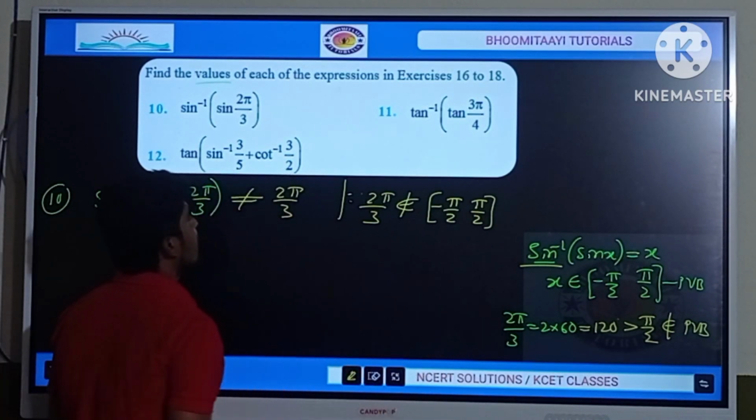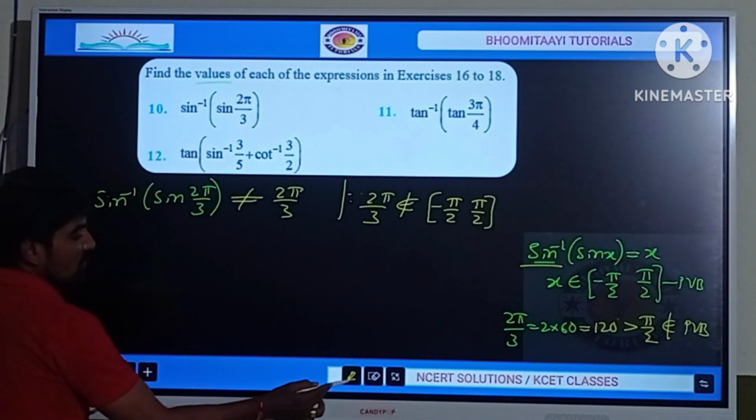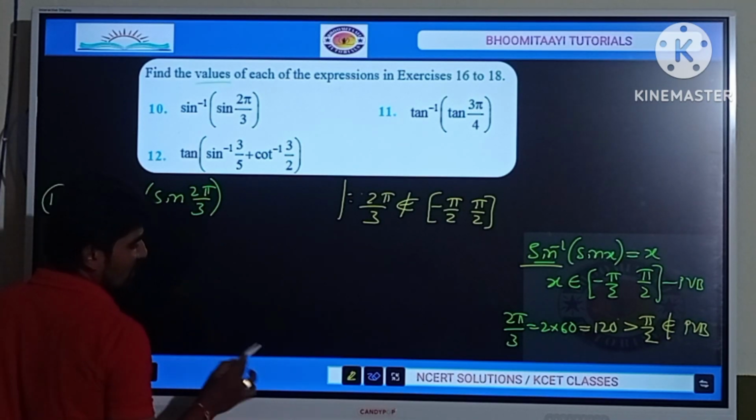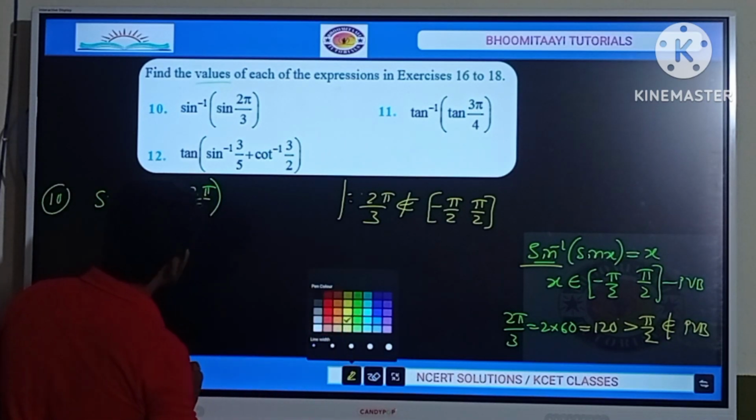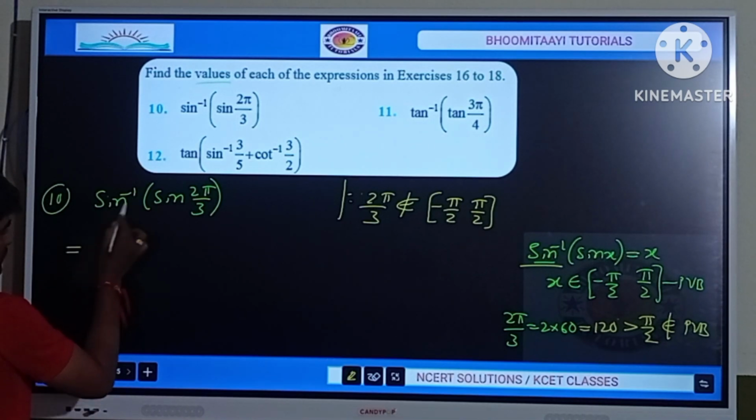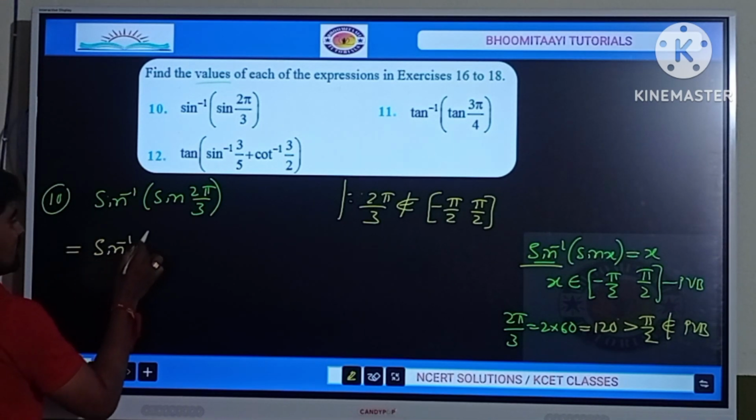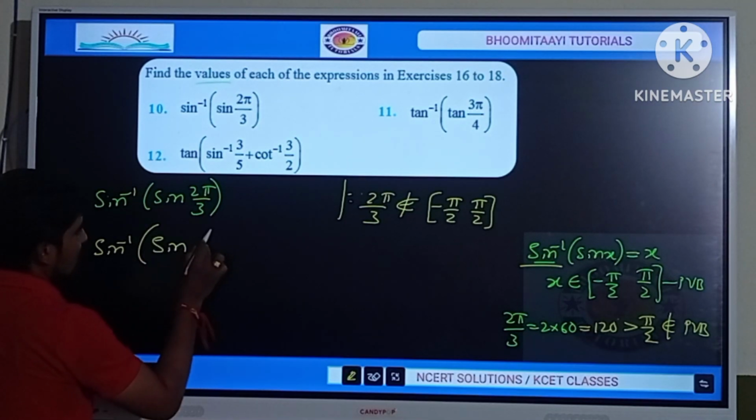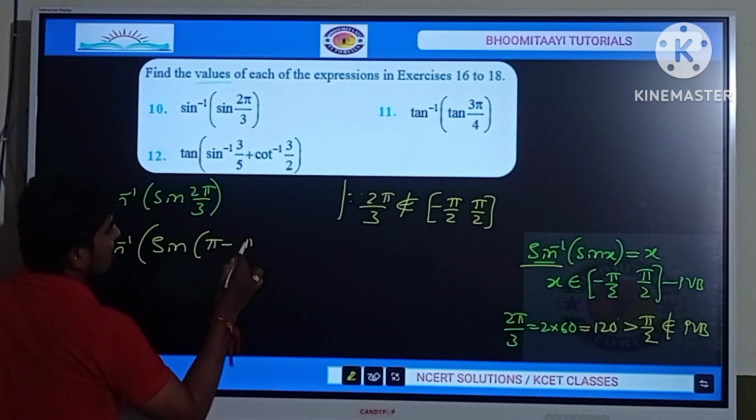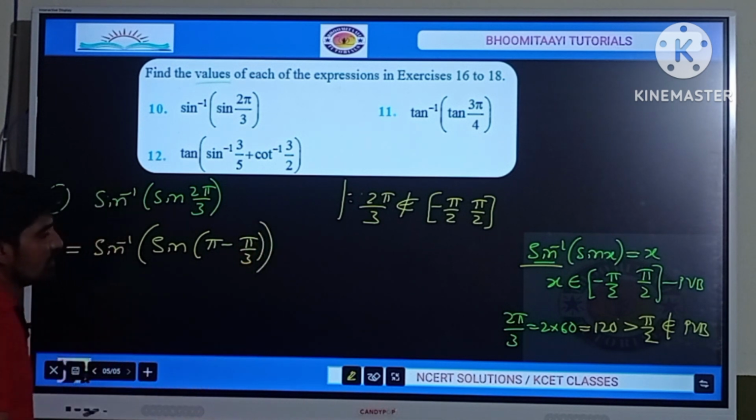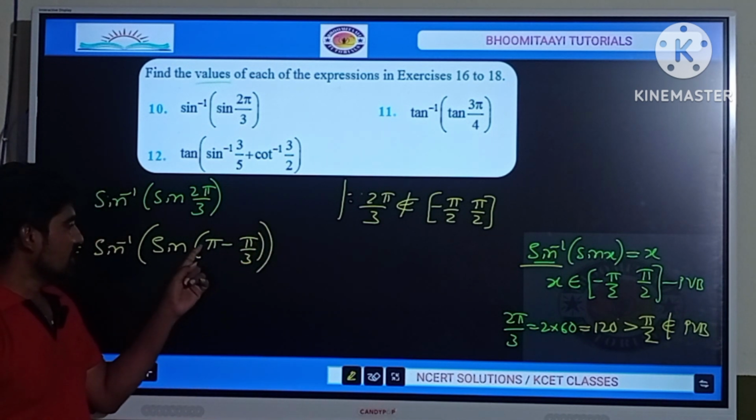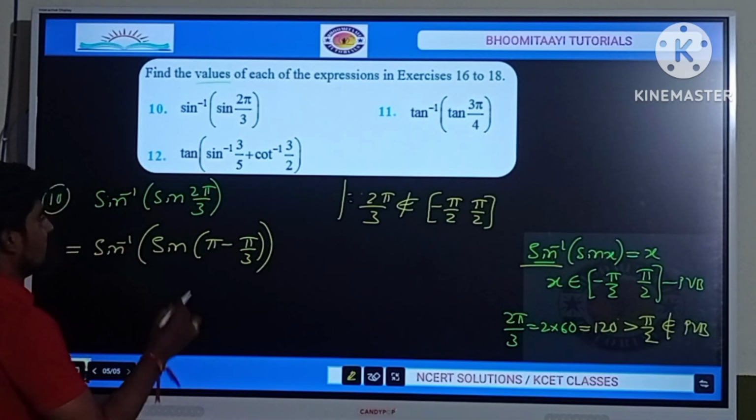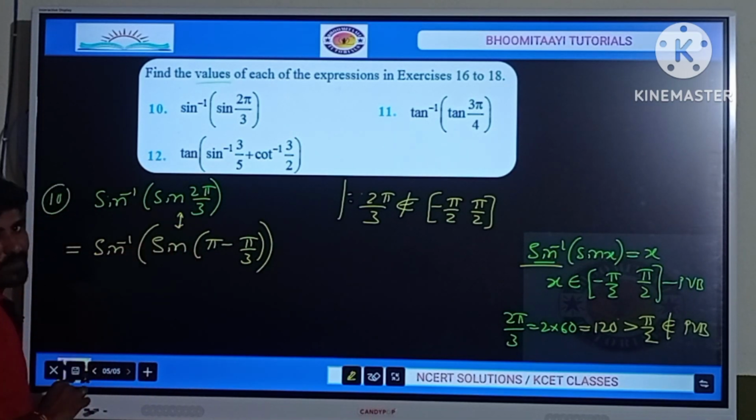So therefore, now we need to convert this angle 2 pi by 3 using what? Allied angle formula. So to convert this, first thing sin inverse as it is, and sin 2 pi by 3 can be expressed as sin of pi minus pi by 3. So observe here, if you take 3 as LCM, 3 pi minus pi by 3 is 2 pi by 3, so there is no difference between these two statements.